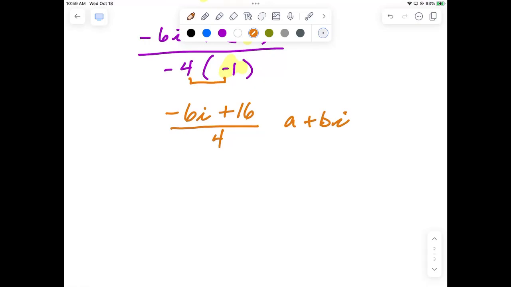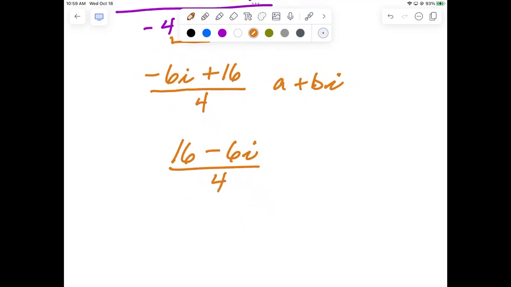First of all, is the numerator written in the right format? No, so I'm going to flip that around. I'm going to call it 16 minus 6i all over 4. That at least gets the numerator in the right form. Now, here's the trick. I got to split it up, okay? So it's going to be this over that minus this over that. So it's going to be 16 over 4 minus 6i over 4. Are you okay with that?